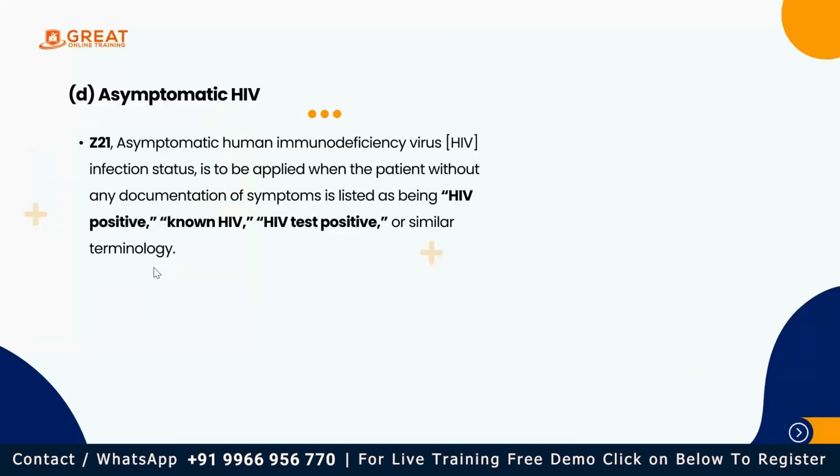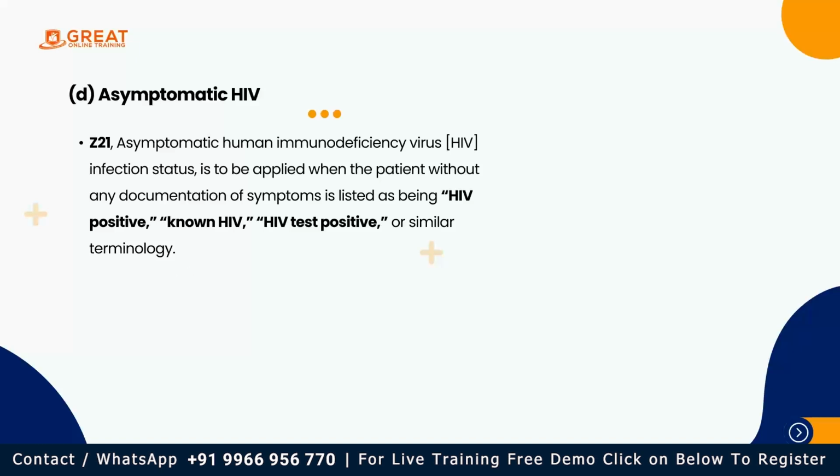B20 is for HIV and Z21 is for asymptomatic HIV infection status. It is to be applied when a patient without any documentation of symptoms is listed as being HIV positive, or known HIV, or HIV test positive, or similar terminology. If HIV disease is mentioned, we have to use B20.